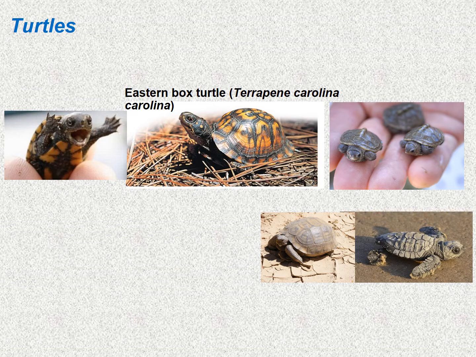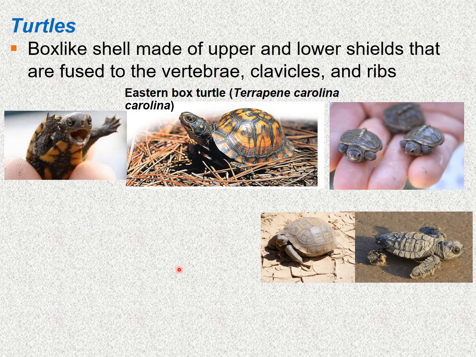So the turtles are also reptiles, so this is the other group. So now we'll go back to the tree in just a moment. But again, remember the reptiles diverged into the lepidosaurs and the turtles. The turtles are quite interesting. They have a box-like shell, and you're probably familiar with these, with upper and lower shields. And these upper and lower shields are fused to the vertebrae, the clavicles, and the ribs.